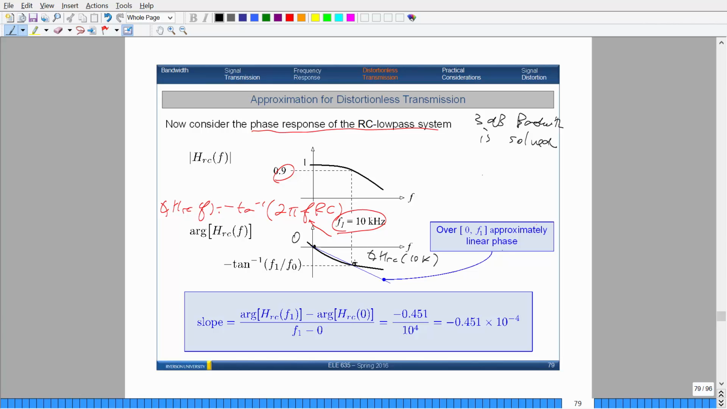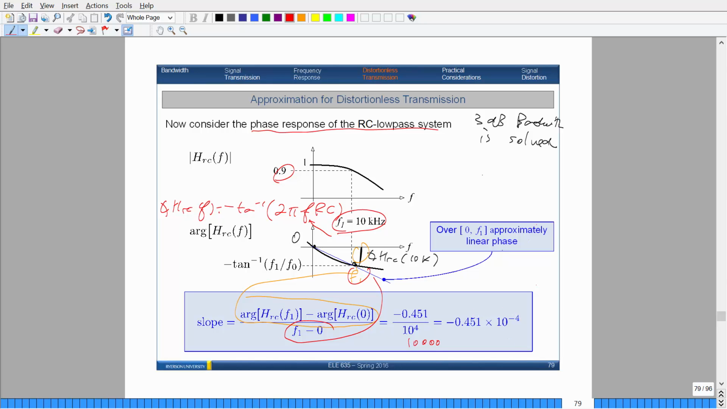How do you find the slope? It's usually rise over run. So you take this point in terms of the y, so this difference would denote this, and then this is the frequency f1, and this is 0. You want to find the slope, and when you substitute 10K into this and find the arctan, you get minus 0.451. We know that 10 kilohertz is 10 to the power 4, or 10,000. And then the slope is roughly minus 0.451 times 10 to the minus 4.